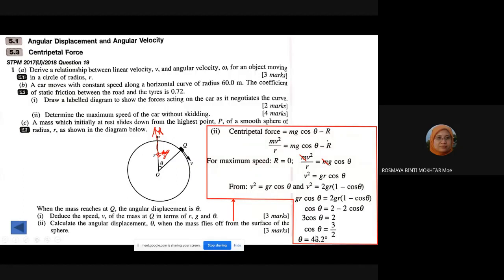So this is the angular displacement when the mass starts to fly off from the surface of the sphere.